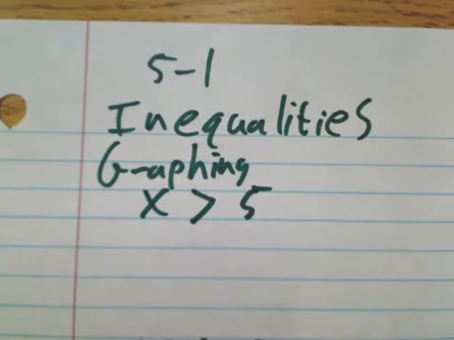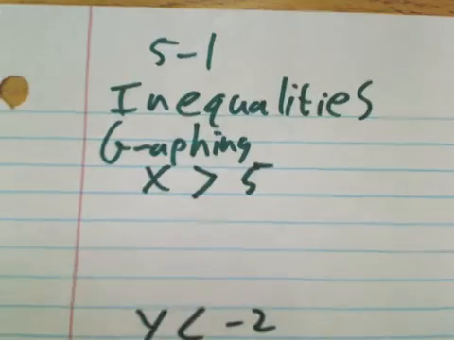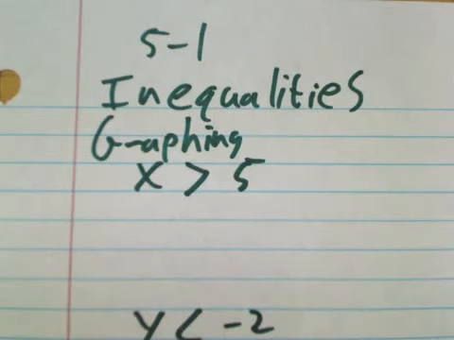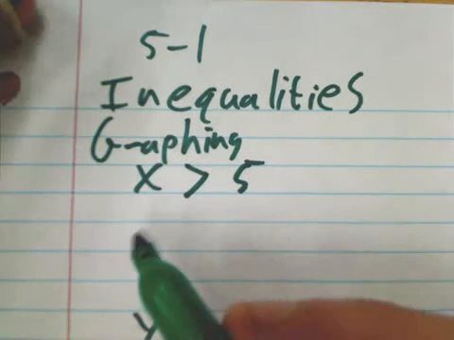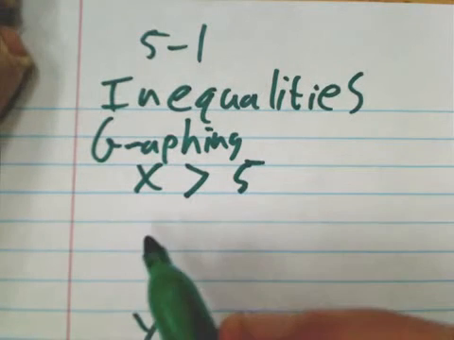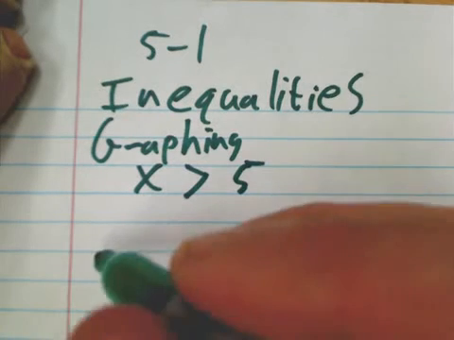All right, we're talking about section 5.1 here, inequalities. And first we're going to graph a couple here. Let me make sure that's working good. Yes, okay, good. So x is greater than 5. I want to do a graph that will represent all those numbers. So I'm going to draw a number line.